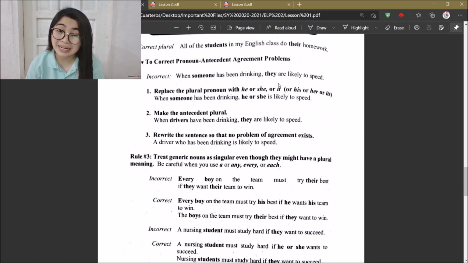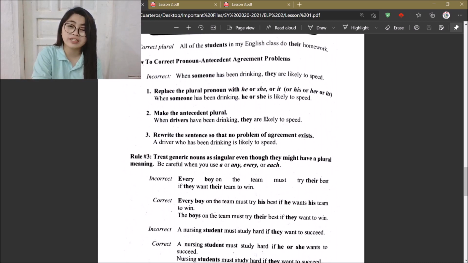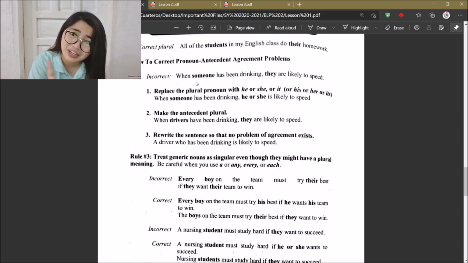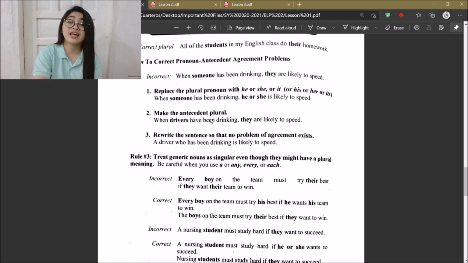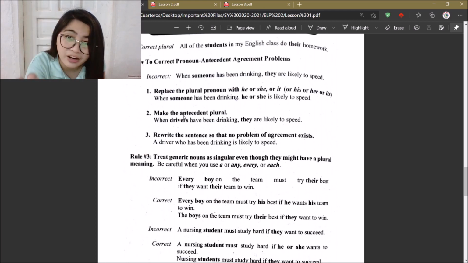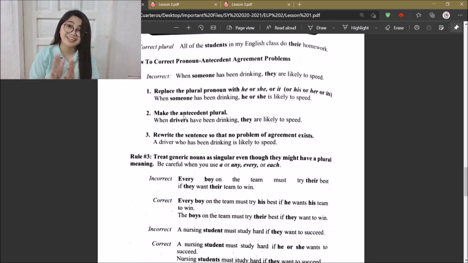So, pwede nating palitan yung someone, yung rule number 2 on how to correct is make the antecedent plural. Ano ulit yung antecedent? Yung noun or yung subject of the sentence. So, ano yung first na subject of the sentence sa original na sentence natin? We have someone. So, someone is singular, right? So, papalitan natin siya ngayon ng plural. So, pwede nating sabihin na when drivers have been drinking, they are likely to speed. So, kung titingnan natin, hindi na natin pinalitan yung they sa original sentence. Ang pinalitan natin ay yung antecedent or yung subject or yung noun on the sentence. Okay, sana clear yon. Okay?